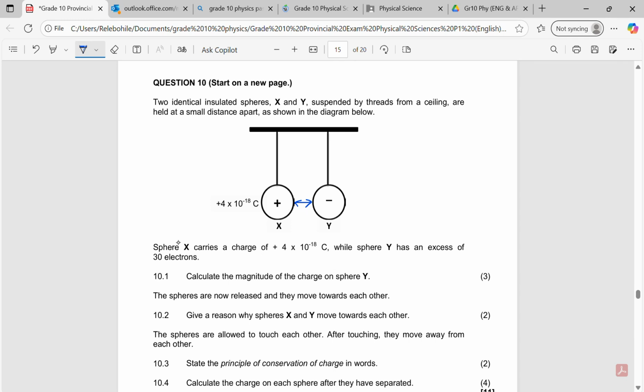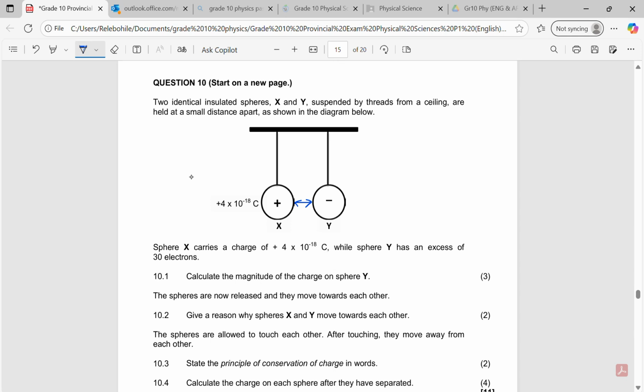Now let's look at another statement. It says sphere X carries a charge of positive 4 times 10 to the power of negative 18 coulombs, while sphere Y has an excess of 30 electrons. And then they say calculate the magnitude of the charge on sphere Y. So let's find our charge on sphere Y.